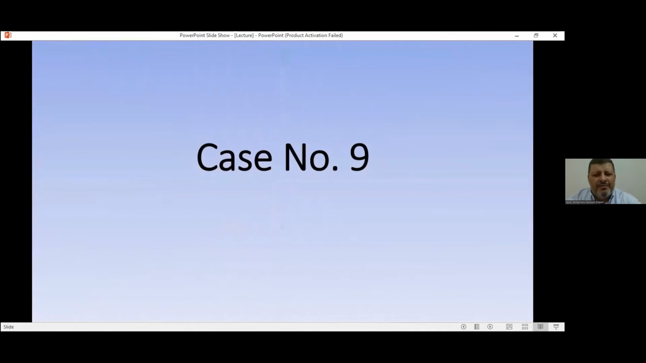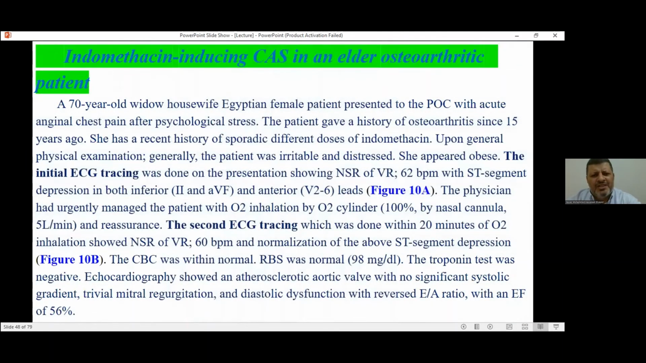Case number 9. Emotion-inducing coronary artery spasm in an elderly osteoarthritic patient, a 70-year-old widow, housewife, Egyptian female patient, presented to the physician outpatient clinic with acute anginal chest pain after psychological stress. The patient gave a history of osteoarthritis since she was 15 years old. She has a recent history of sporadic different doses of indomethacin. On examination, the patient was irritable and stressed. She appeared obese. Let us see the ECG.